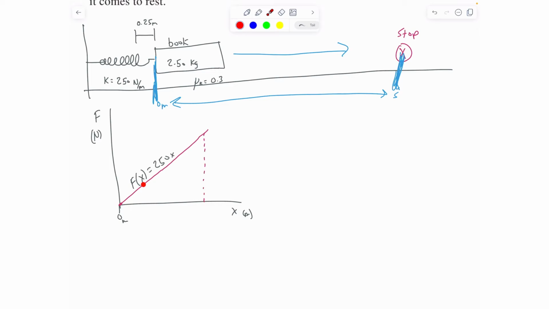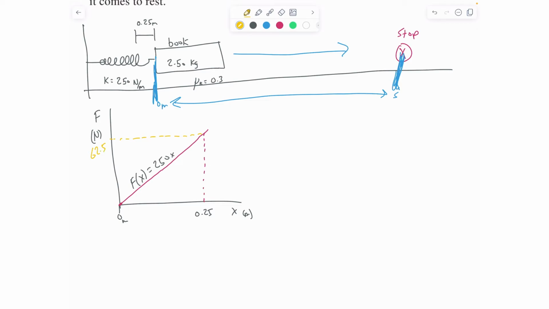Now, we happen to know this thing is compressed 0.25 meters. So we actually know this value is 0.25. If you put 0.25 into this x, times 250, you'll get the force. Remember, this is force as a function of x, so if I pass in the x, I get a force out. So that's this value here, and it's 62.5.